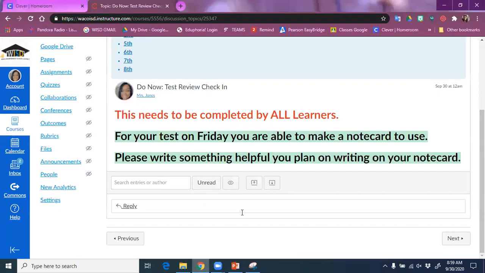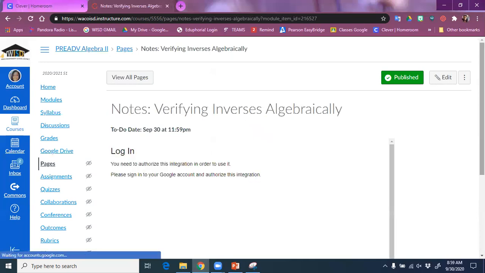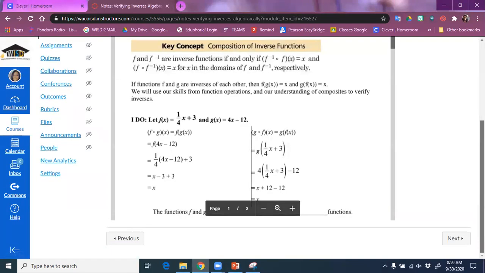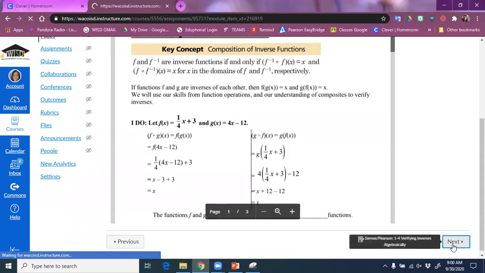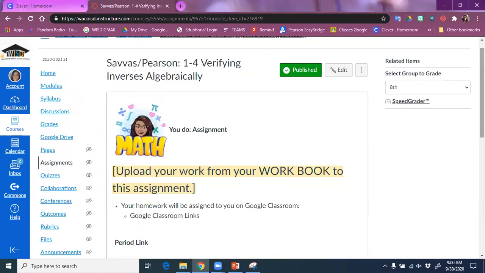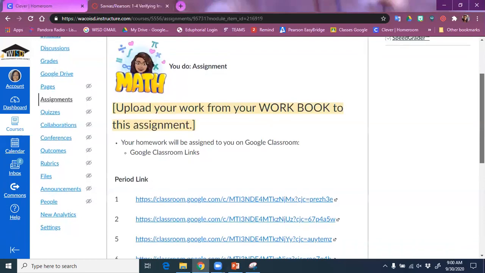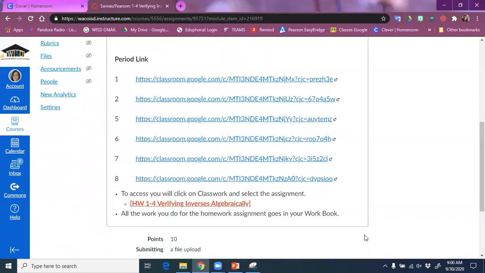If you go here, so after you do your do now, if you hit next, it takes you to the notes that we just did. And then you hit next, and it'll take you to your assignment. So your assignment is Savvas Pearson 1-4 verify inverses algebraically. It tells you to upload your work from the workbook to this assignment. It is a Google Classroom assignment, so you'll click on it, go to your classroom. Please make sure you are in the right classroom.